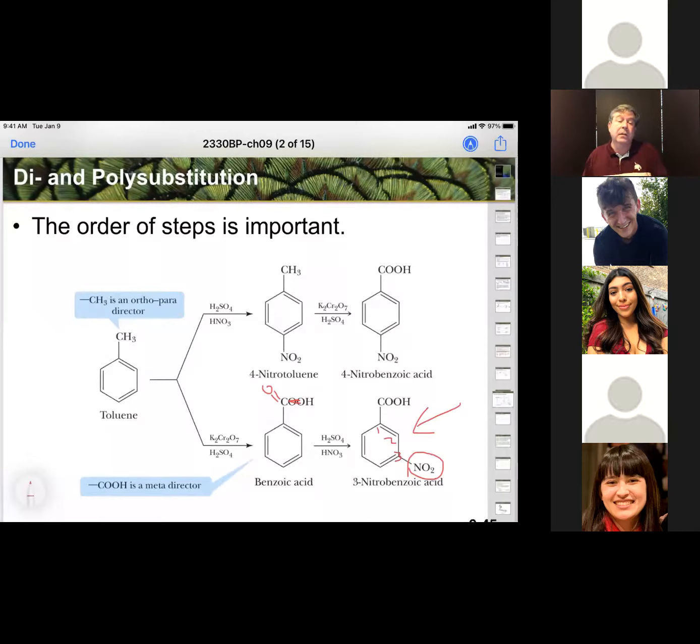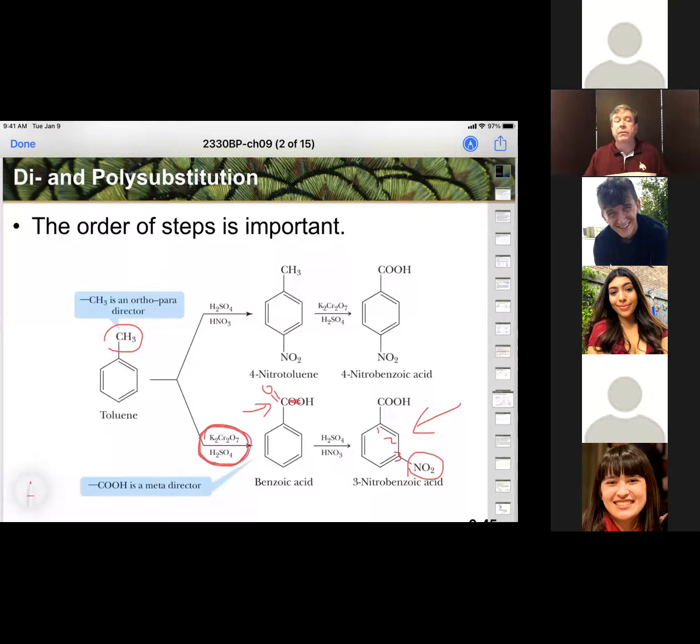And that meta director would put the nitro group in that meta position, which means we have to start with toluene here and then oxidize it down to a carboxylic acid. Notice this is the same oxidant we use when we try to make aldehydes and ketones, or ketones in particular. So it's the same kind of oxidant to make those ketones.